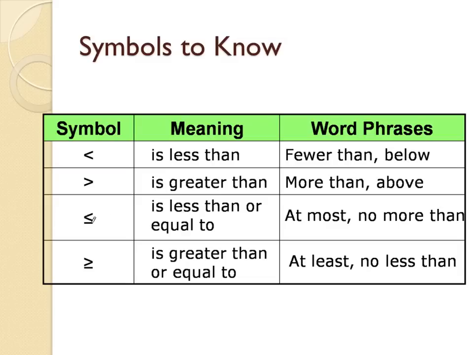If you see less than or equal to, some words that represent it in word problems could be at most or no more than. And then finally, greater than or equal to. If you see at least or no less than, those are words that represent greater than or equal to. This table is really going to help you when we're translating word problems into math, so it's something you're just going to have to put into memory.